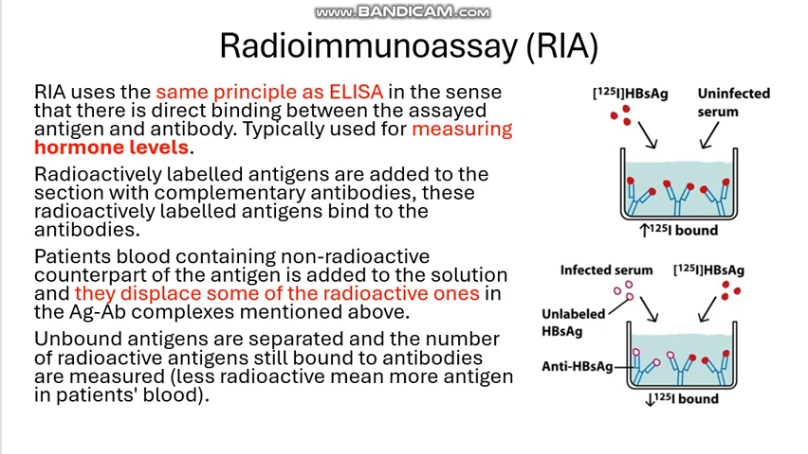So all that's happening when we're measuring it, we're taking out all the free-floating antigens, be they unlabeled or labeled, and then we're going to measure the radioactivity of these antigen-antibody complexes. If they are less radioactive, then that means that more of the radioactive red antigens have been displaced by the non-radioactive white antigens, meaning that there are more antigens in the patient's blood.